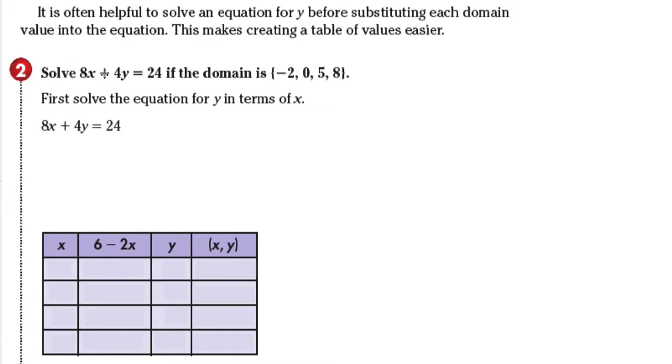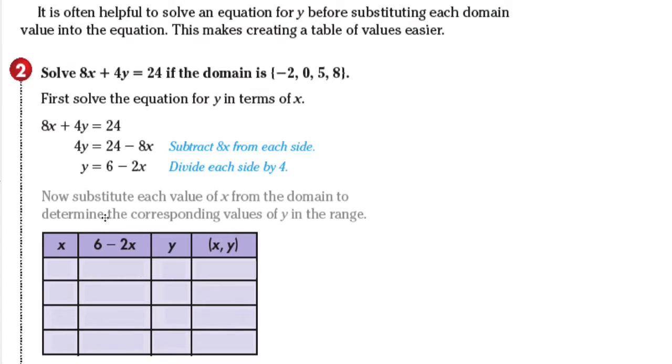8x plus 4y equals 24. We just copy the problem down. Since we want to find the value of y, we want to isolate y in terms of x. So we subtract 8x from both sides, and end up with 4y equals 24 minus 8x. And then in order to isolate y further, we need to divide both sides by 4. You end up with y equals 6 minus 2x.